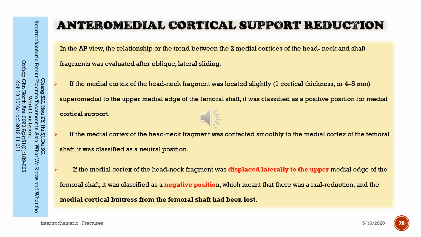In the AP view, the relationship or the trend between the two medial cortices of the head neck and shaft fragments was evaluated after oblique lateral sliding. If the medial cortex of the head neck fragment was located slightly, one cortical thickness I mean, superomedial to the upper medial edge of the shaft, it was classified as a positive position for medial cortical support. If the medial cortex of the head neck fragment contacted the medial cortex of the femoral shaft smoothly, it was classified as a neutral position.